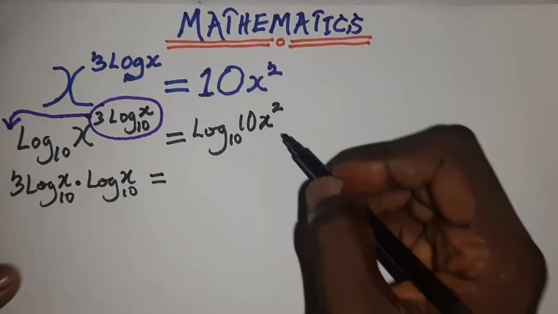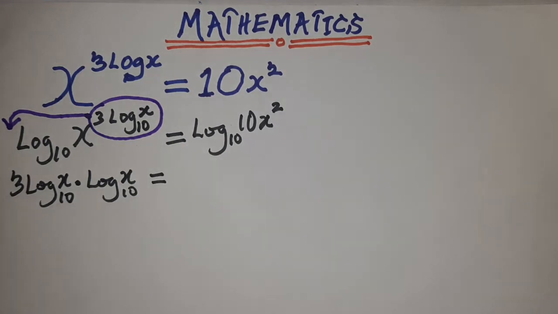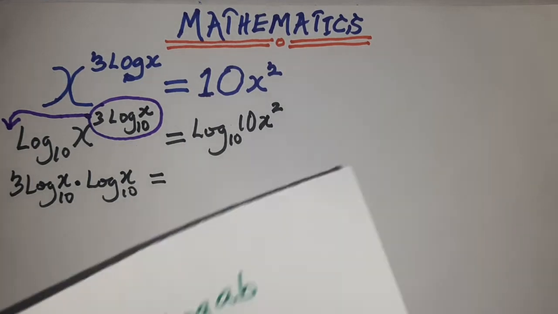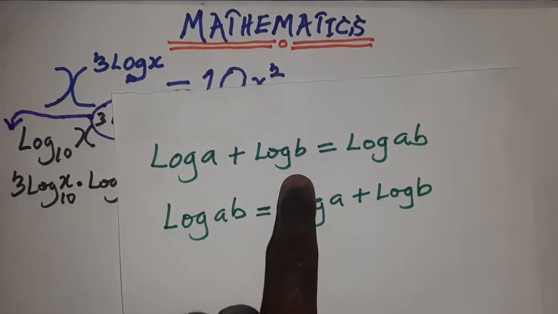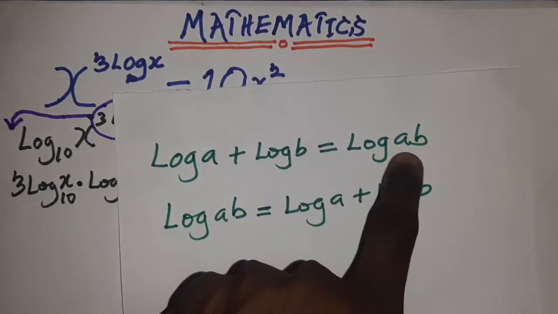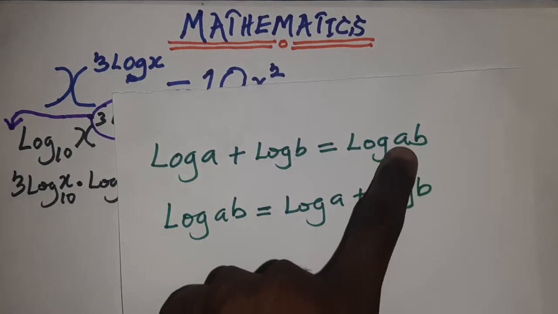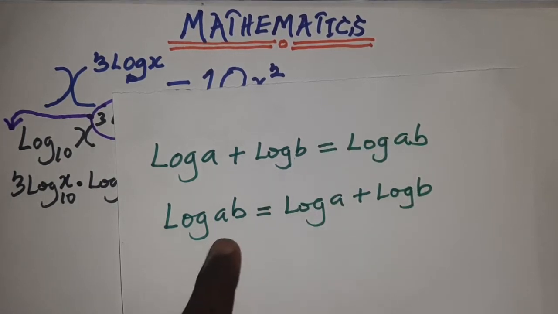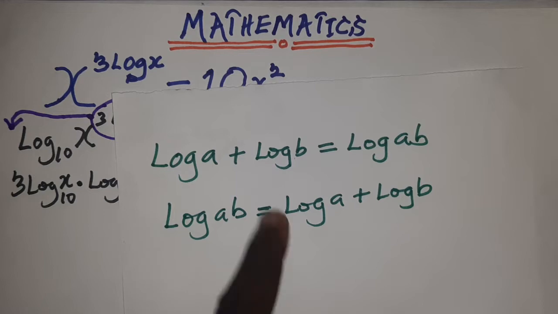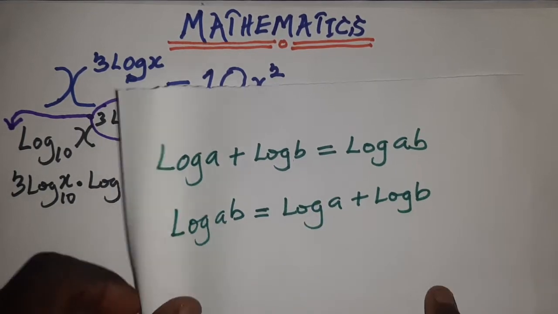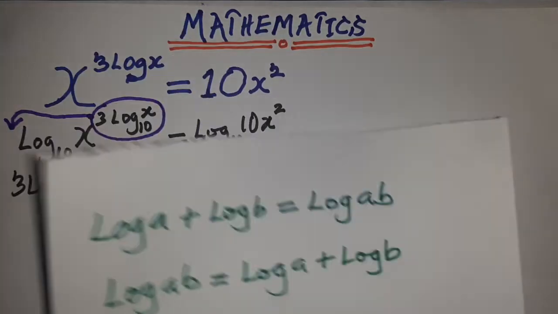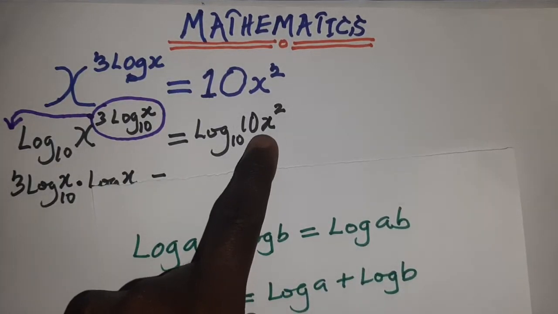Then you can still break this one down following the addition law of logarithm. And this is the addition law here, where you have log a, of course, it's in base 10, log a plus log b equals log ab. Then reversing it, you also have it this way, that log ab equals log a plus log b. So let's just apply this law here. So we're going to split this one.